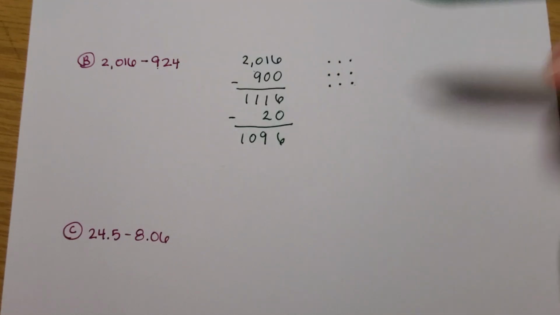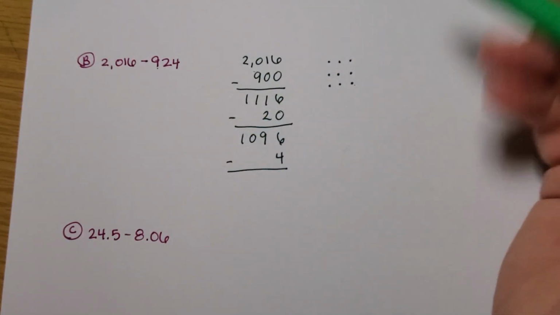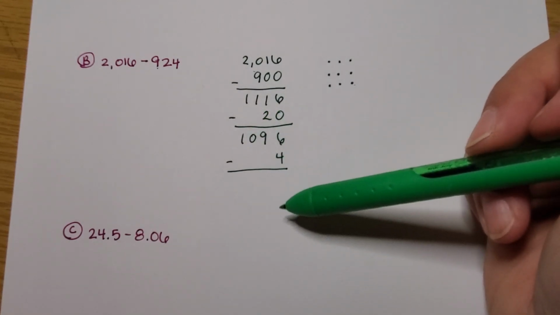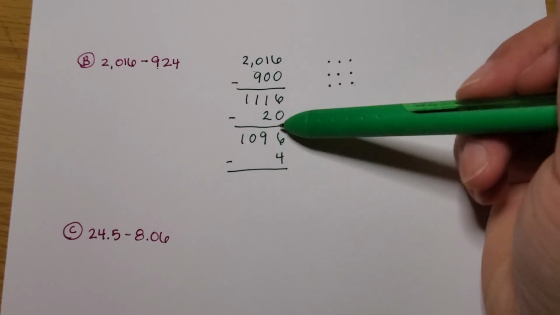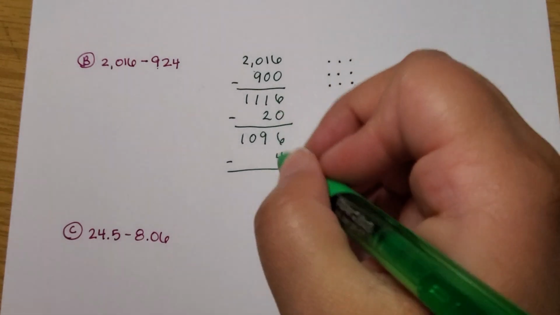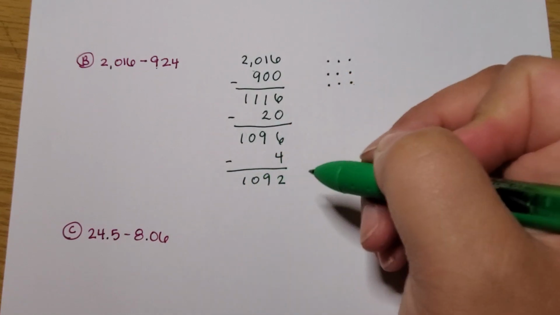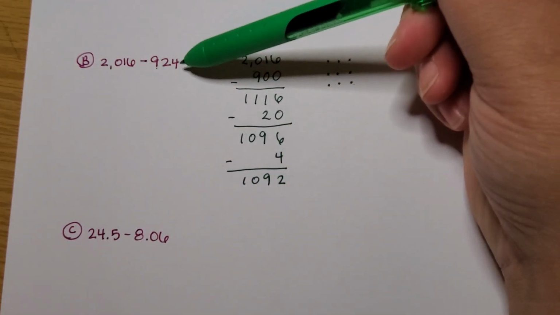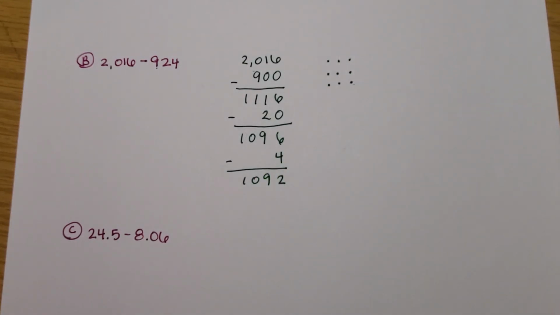Lastly, we're going to take away 4. And I could think of this as 1096 and count down 4, but this time 6 is bigger than 4, so I can just do 6 minus 4, which will be 2. And bring down that 109. So 2016 minus 924 is going to be 1092.